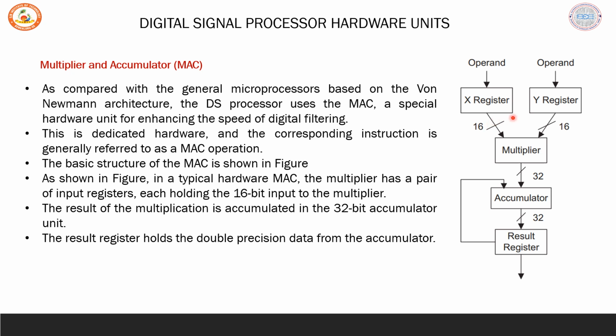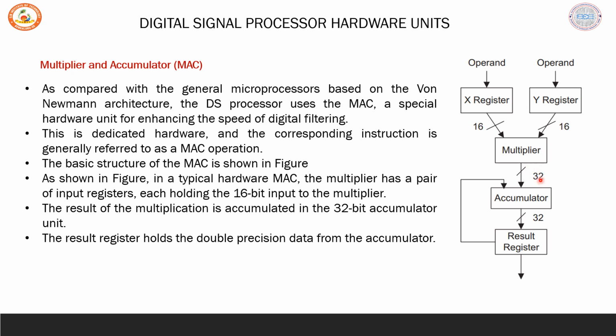This example considers two operands which are stored in the respective registers, called the X register and the Y register. The operands here are assumed to be 16-bit. Now these two 16-bit inputs are fed to the multiplier, which results in a product of size 32-bit. If the inputs are n-bit each, the result will be 2n.